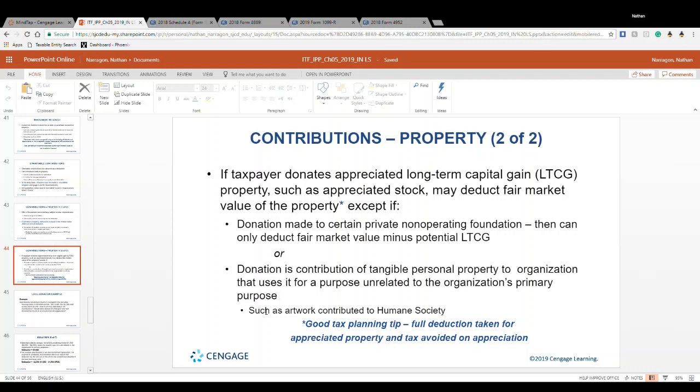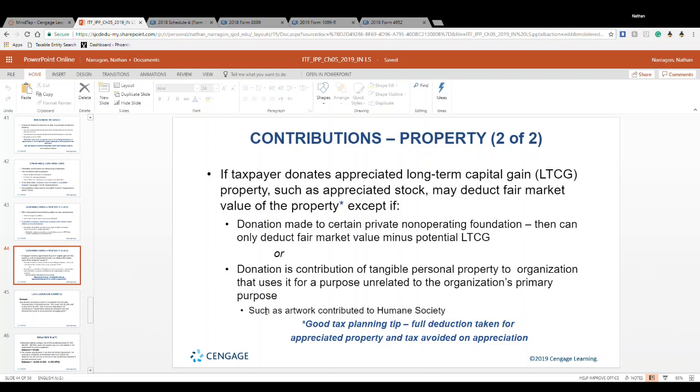The other contribution: if taxpayers donate appreciated long-term capital gain property such as appreciated stock, they may deduct the fair market value of the property, except if the donation is made to certain private non-operating foundations, they can only deduct fair market value minus potential capital gain. Or the donation is of tangible personal property to organizations that use it for purposes unrelated to their primary purpose, such as artwork contributed to the Humane Society. Okay, it's not working with the organization's primary purpose, so you will have to take the long-term capital gain basically subtracted from your fair market value.